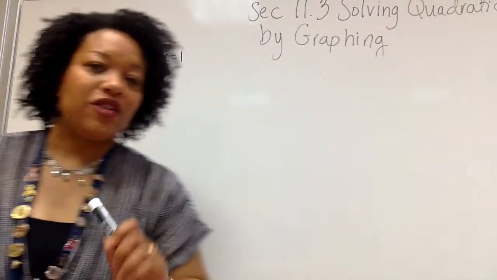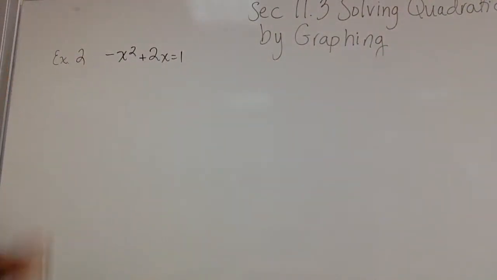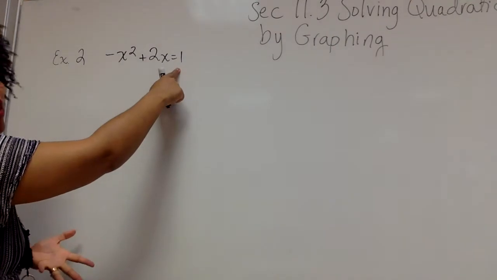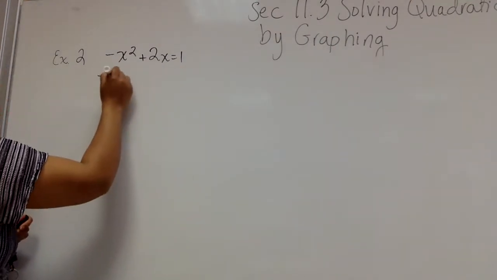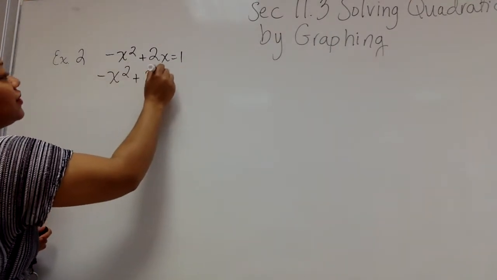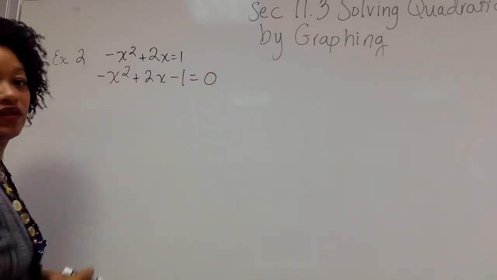Okay, so let's try another example problem. This is your number 2. First thing we've got to do is move everything over to the other side. So that means just the 1 basically. So that becomes negative x squared plus 2x minus 1 equals 0.